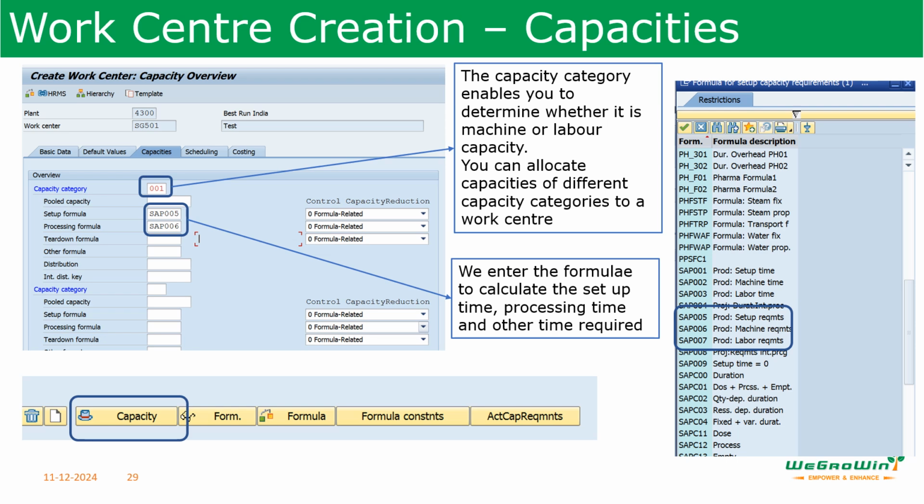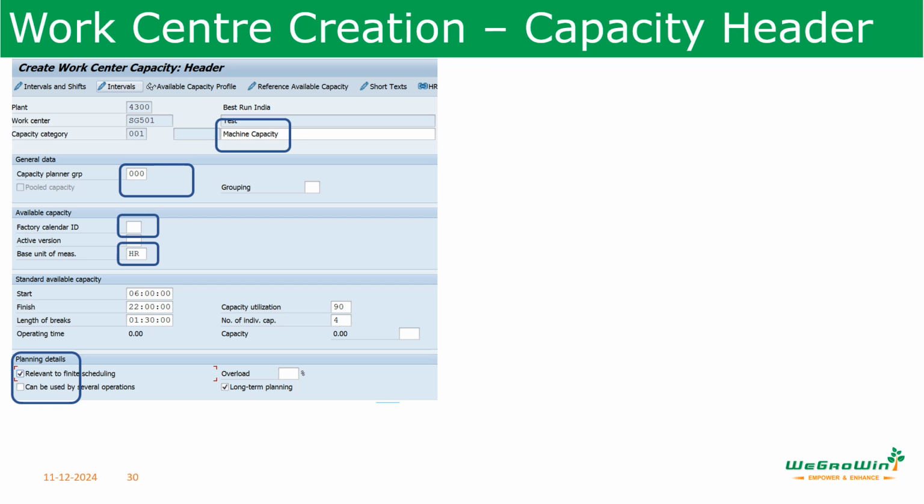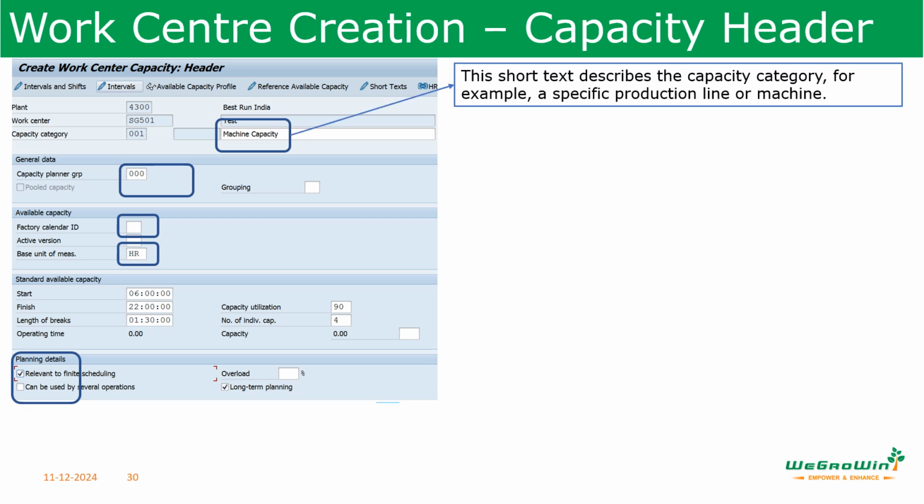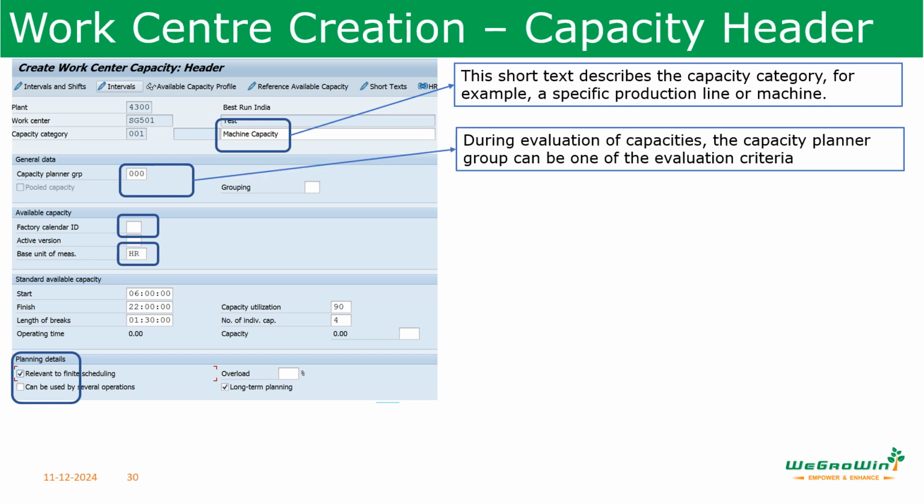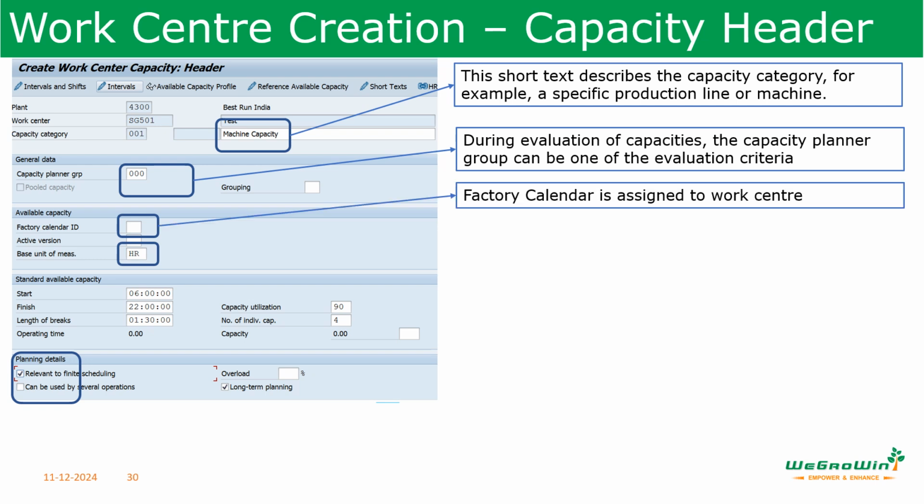And then at the bottom you will see a tab where we click the capacity header. When you enter the capacity header, here we can enter the short text, that is, the capacity name. And then we have to see the capacity planner group. During evaluation of capacities, the capacity planner group can be one of the evaluation criteria. I mean, if we have to do some analysis, we can use this parameter to segregate the details according to the capacity group.